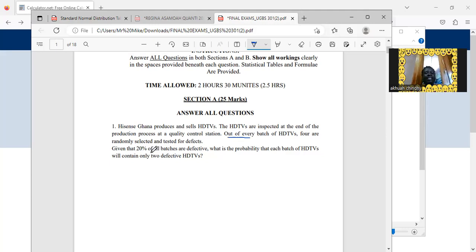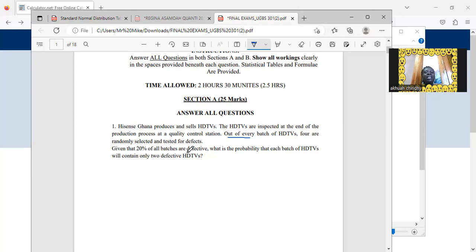Even when we look at the second sentence, it says, given that 20% of all batches are defective. So it's like he has given you an aspect of the probability. If 20% are defective, then it means that 80% will be non-defective. So binomial distribution is like two ways. If it's not this, it's that. So realize that this is a binomial distribution. All right, so we use the binomial way of solving probabilities.